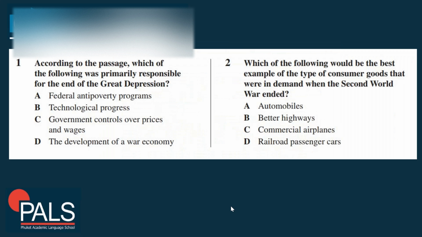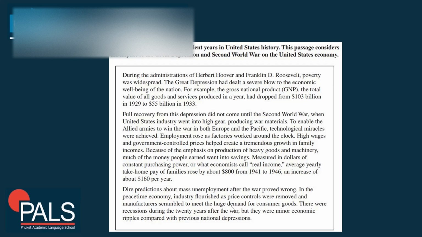Okay, I'm assuming you paused, so let's get right into it. The correct answer is D, the development of a war economy. In the second paragraph, they emphasize how the war economy was what really got the American family more wealthy, and that was what spurred consumer spending.